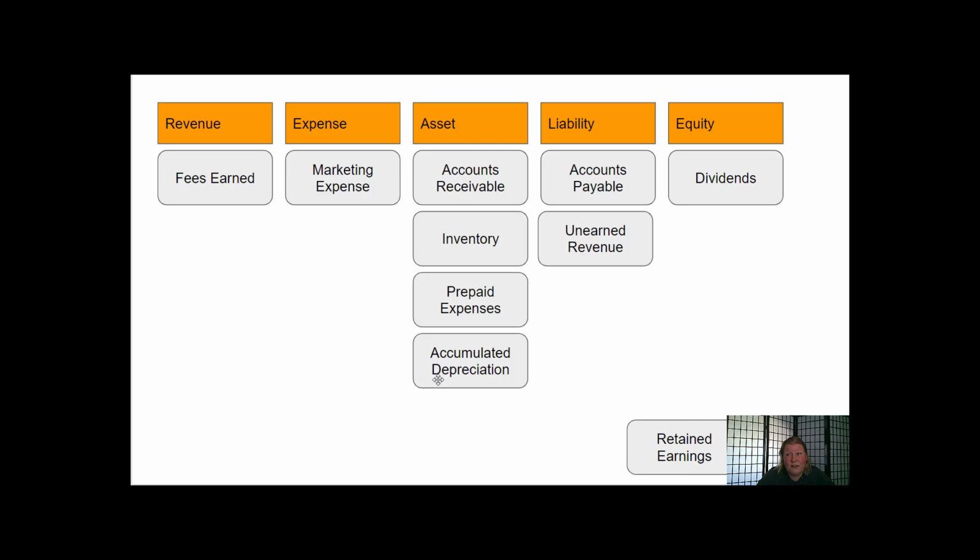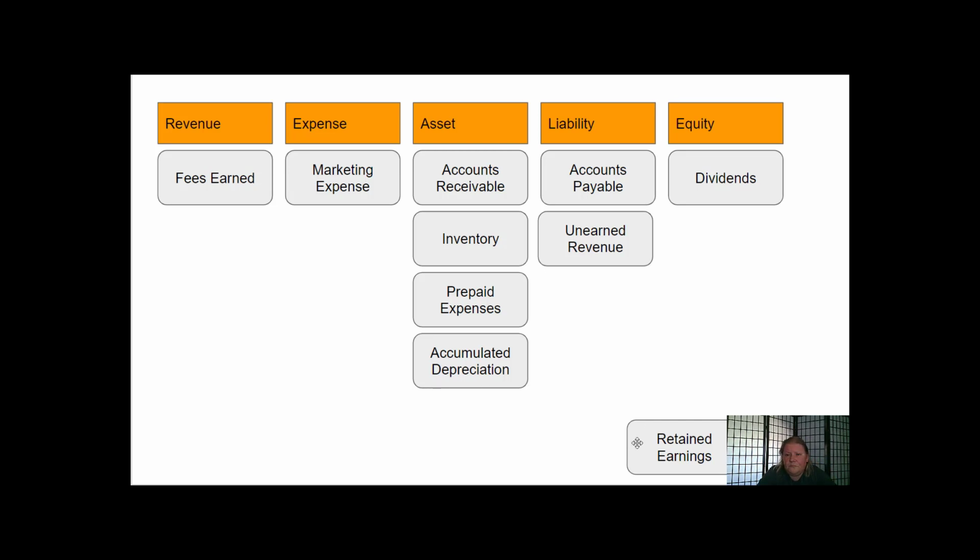Again, make sure you know your definitions on these. It's not enough to just know what columns these go in, because if for some reason you get stuck, knowing the definition is really going to help, because it'll help you think through what's really going on with this account, or when and where you would use this account. That's why it's so important.